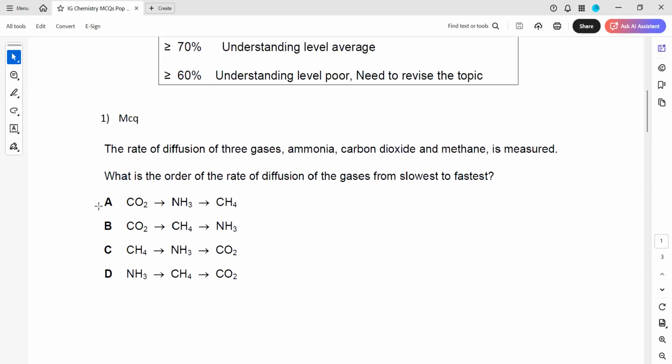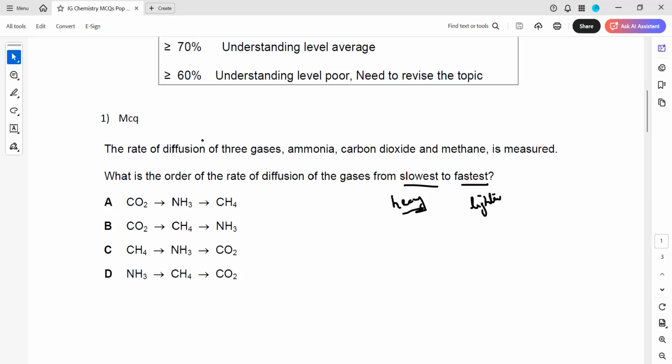When we compare the rate of diffusion, which gas diffuses at a higher rate? We want them from slowest to the fastest. So the slowest one, the heavy gases will move slower, and the lighter gases will move faster. The gas which is lighter will move faster, and the gas which is heavier will move slower. So for this, you have to use a periodic table, because using a periodic table, you can work out the mass of each of these gases.